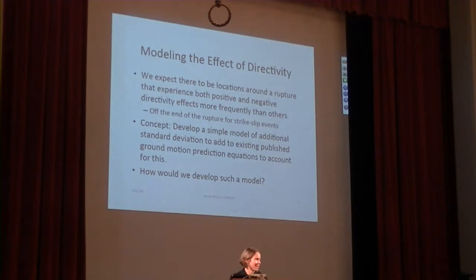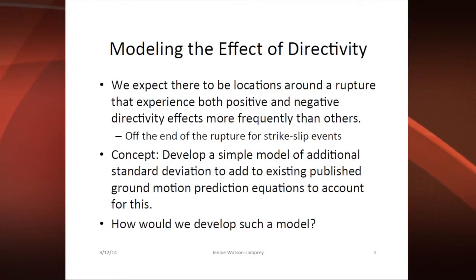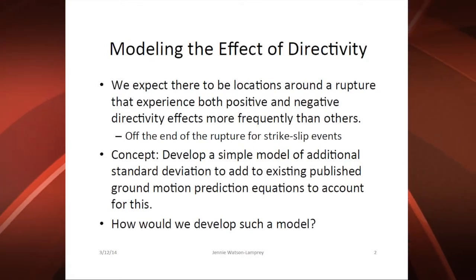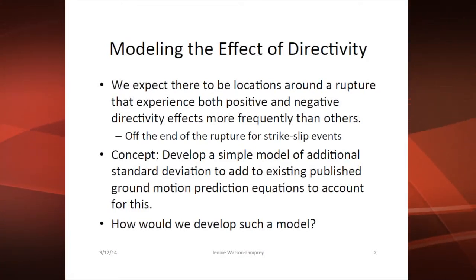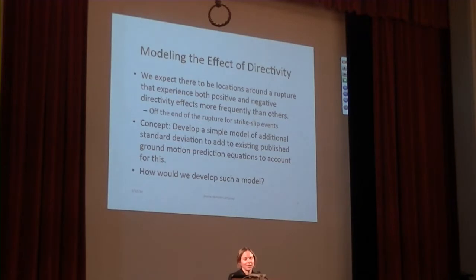Some of you have probably seen this presentation before, and this all started with a concept a little over a year ago, which is that we expect there to be locations around a specific rupture that experience both positive and negative directivity effects more frequently than other locations.